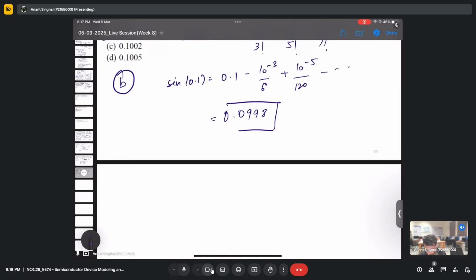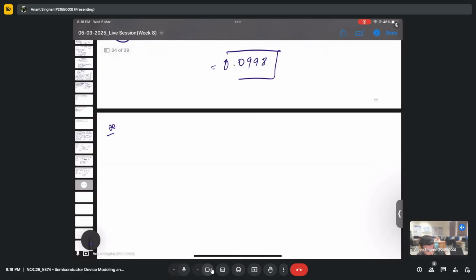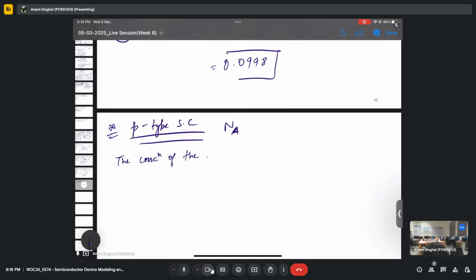Okay, let's do one more problem. So let's say we have a p-type semiconductor having the doping density Na. Now, the concentration of the same p-type semiconductor is increased 10 times. Find the change that has happened in the Fermi level.